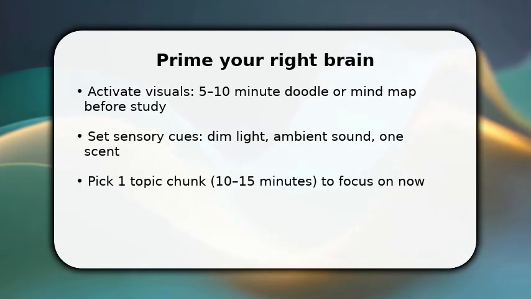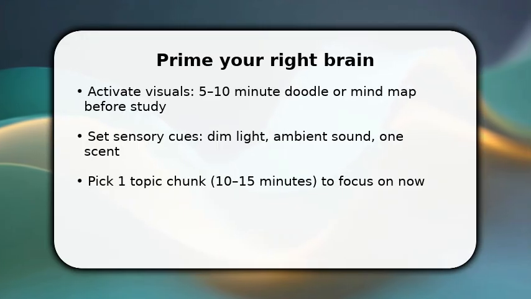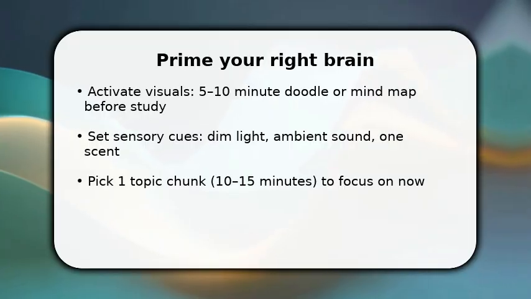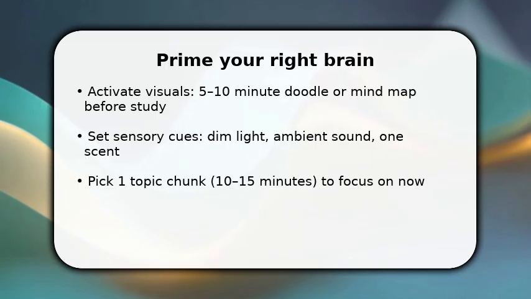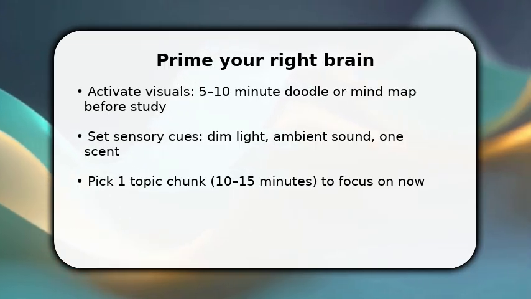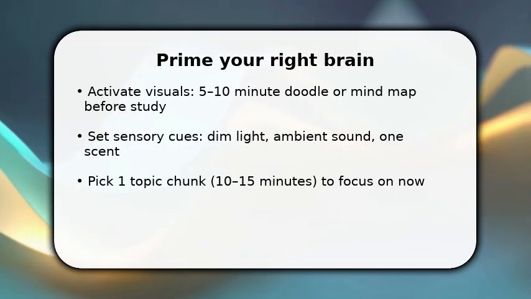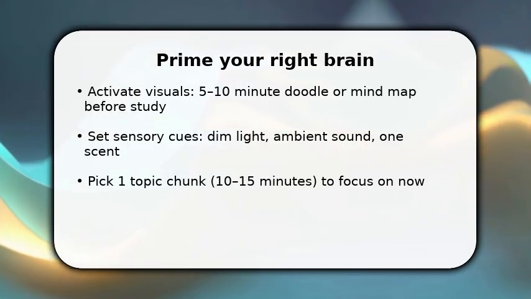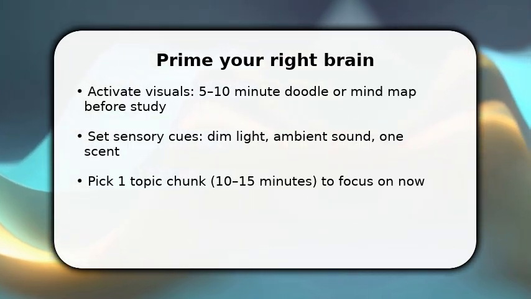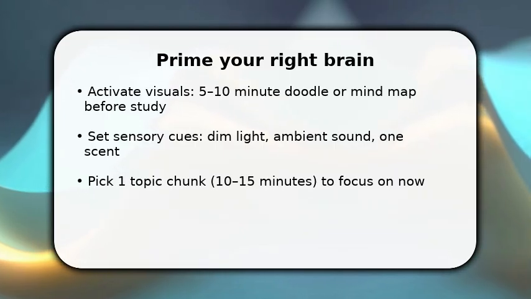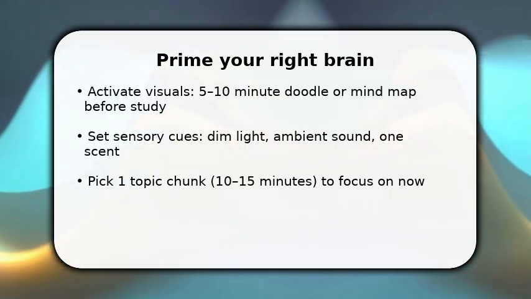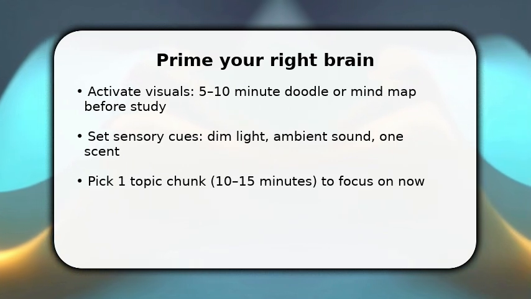You start by shifting attention away from linear notes and into images. Sketch a rough mind map of the topic for 5–10 minutes to unlock pattern recognition. Once done, add sensory cues. Dim the light slightly and play gentle ambient sound, and choose one consistent scent to anchor recall. Make sure to select a single 10–15 minute chunk to work on first. This short target trains broad associations and prevents analytic overload, so begin immediately with a quick visual sketch.